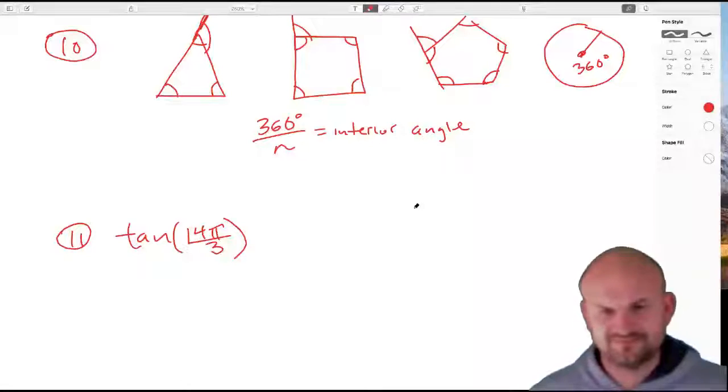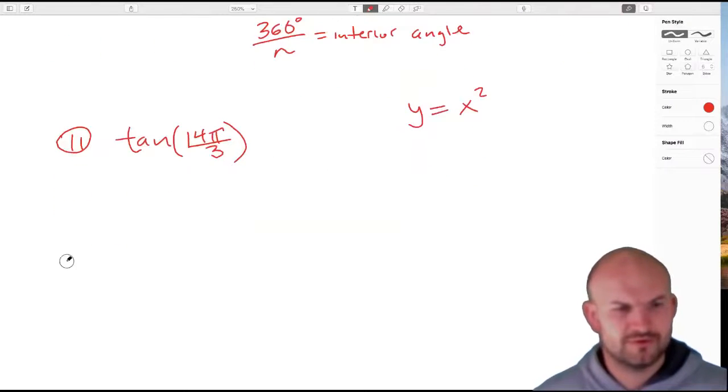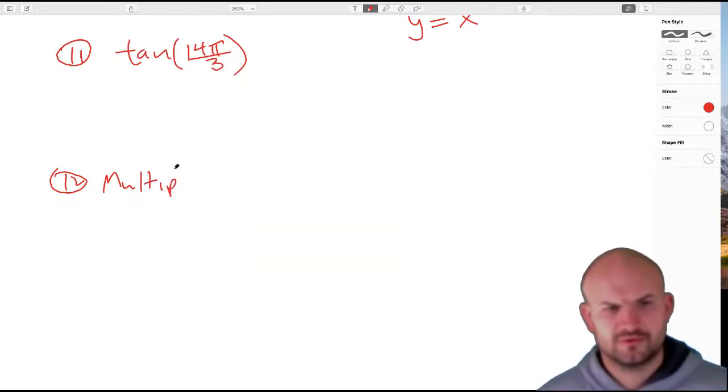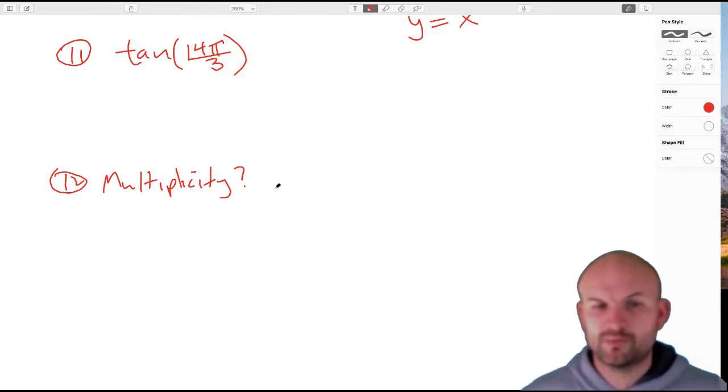For instance, if I had y equals x squared, we know that graph. Well, let's just talk about it here. What is a multiplicity? Multiplicity is just how many times a zero is repeated.